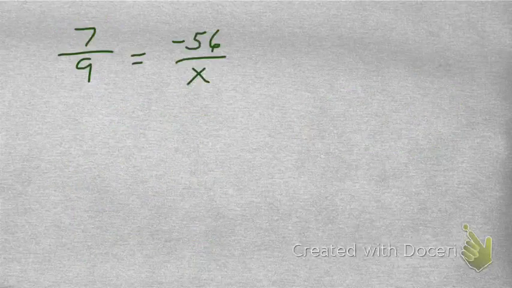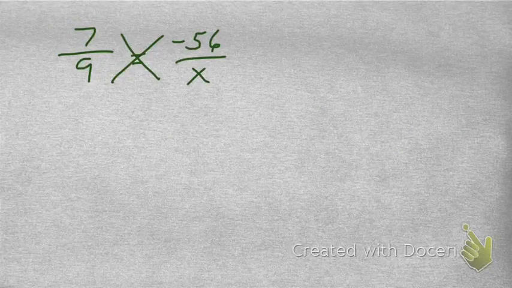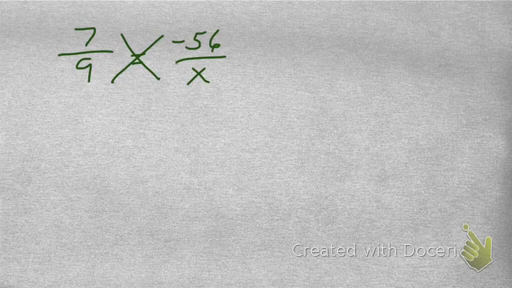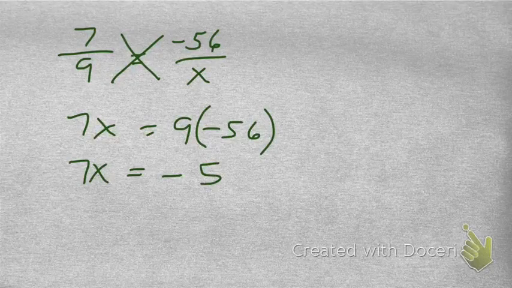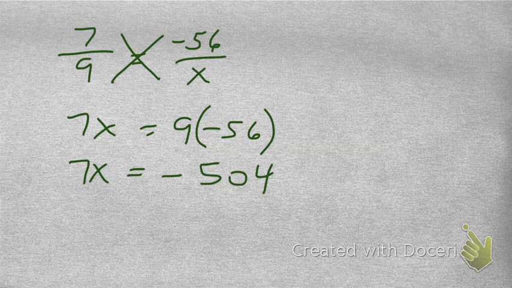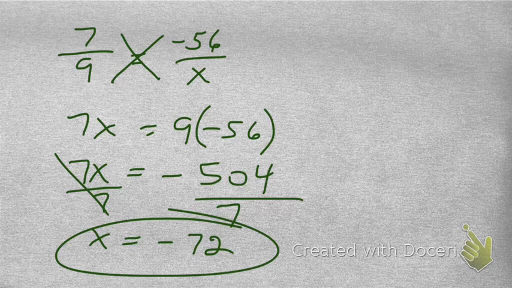Let's have another proportion. We could cross multiply, since we have only one fraction on each side. That's 7 times x equals 9 times negative 56. When we do, 9 times negative 56 is negative 504. Divide by 7, we've got negative 72, our answer.